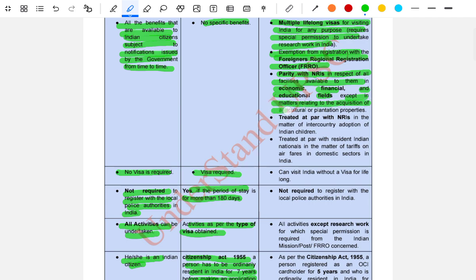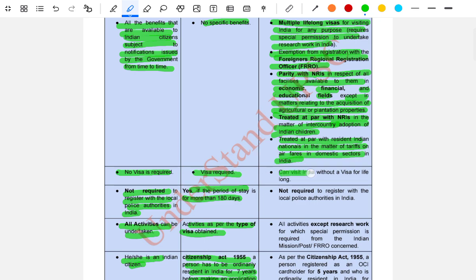acquisition of agriculture and plantation properties. They are treated as part of the NRIs in the matter of inter-country adoption of Indian children, and as part of resident Indian nationals in the matter of tariffs and fares for domestic air travel in India.